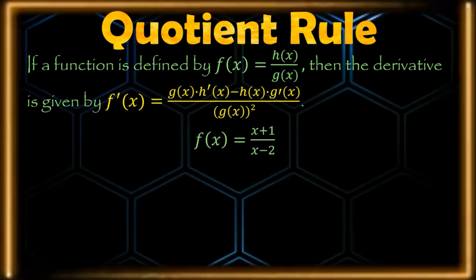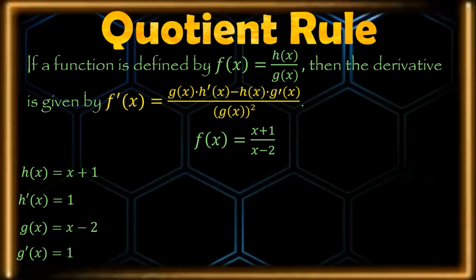Suppose our function is f of x, which is equals to x plus 1 all over x minus 2. Now, in doing quotient rule, first we have to identify h of x, g of x, h prime of x, and g prime of x. So, in the given function, h of x is the numerator, which is x plus 1, and its derivative is 1. On the other hand, we have g of x, the denominator, which is x minus 2, and its derivative is also 1.